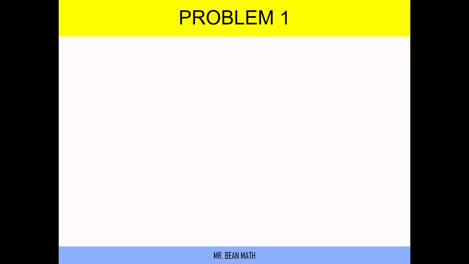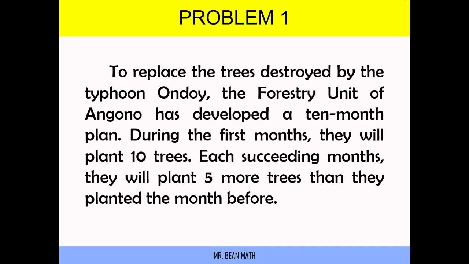Now, let's try this example. Problem 1. To replace the trees destroyed by Typhoon Ondoy, the forestry unit of Angono has developed a 10-month plan. During the first month, they will plant 10 trees. Each succeeding month, they will plant 5 more trees than they planted the month before.